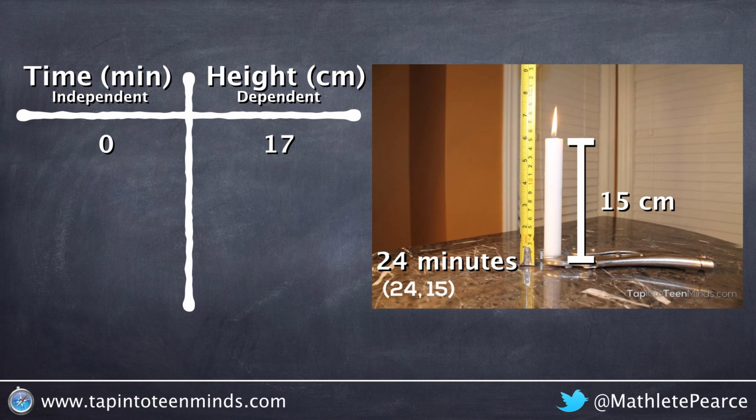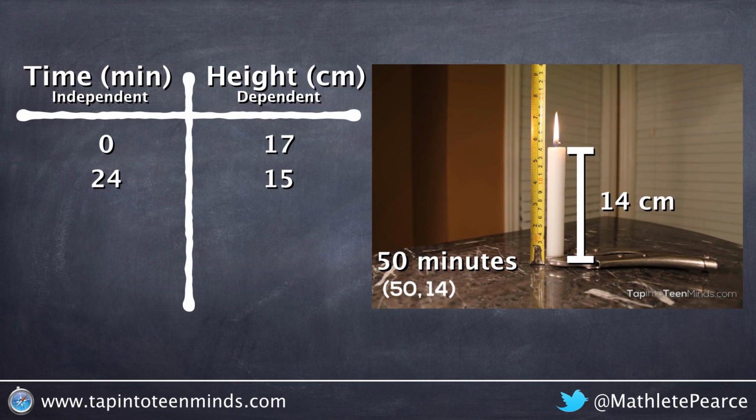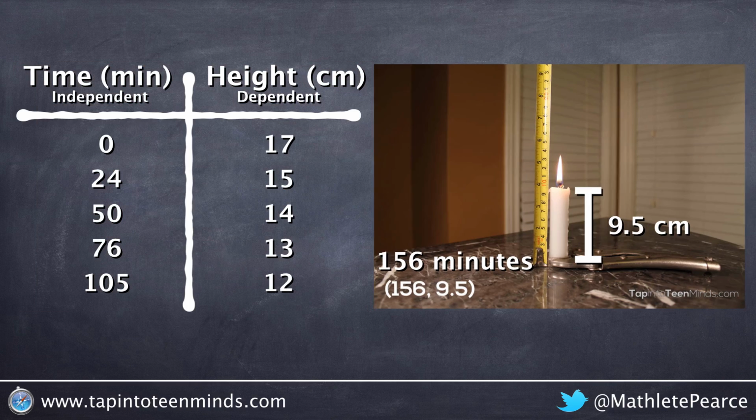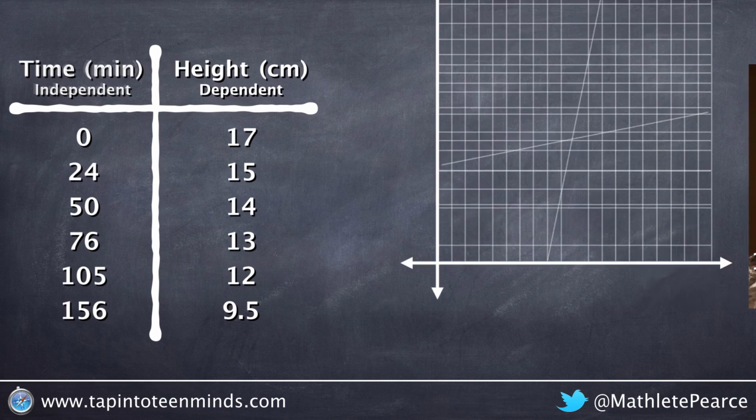We'll repeat this process for the remainder of our data points, such as after 24 minutes, the height of the candle was reduced to 15 centimeters, and so on. This table of values will help us organize our data as we prepare to graph our scatter plot.